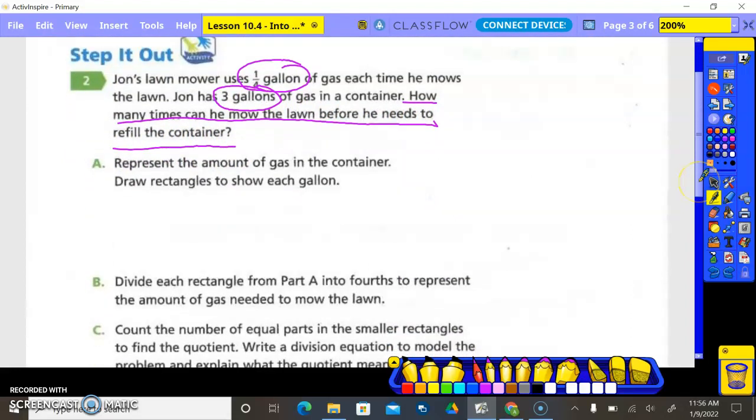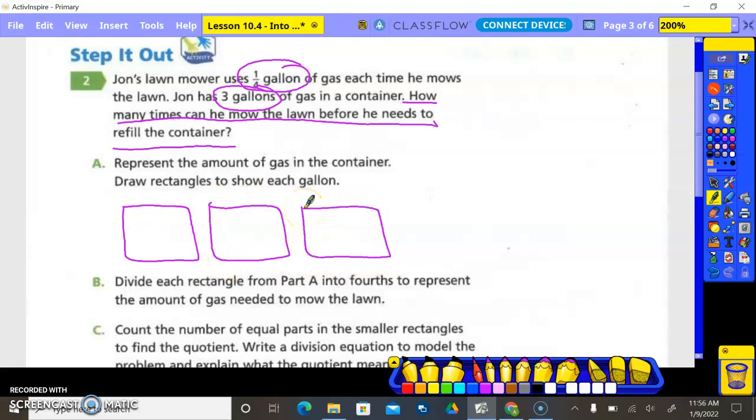So represent the amount of gas in the container. Draw rectangles to show each gallon. So we would have 3 gallons would be our total. Now remember, not always does the total come first in the written equation. Sometimes it is the second part. So you have to make sure you're paying close attention to what the total is and then the parts that it needs to be broken into.